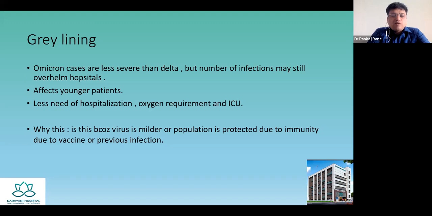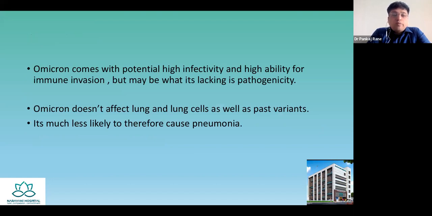So why is this happening? It is because the virus is milder and the population is protected due to immunity from vaccination or previous infection. Omicron has very high infectivity. Its power to attach to bronchial cells is very high, so its spread is very fast. But its percentage of attaching to lung cells and causing infection, as compared to past variants, is very low. So it is much less likely to cause pneumonia as compared to other variants. Chances of pneumonia with Omicron are less as compared to the Delta variant.